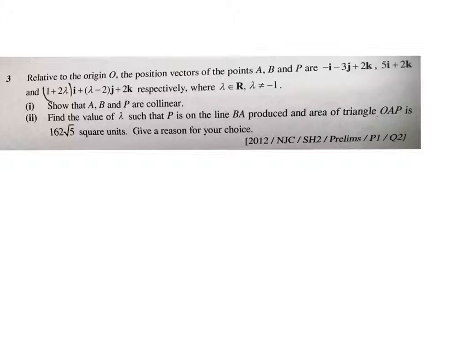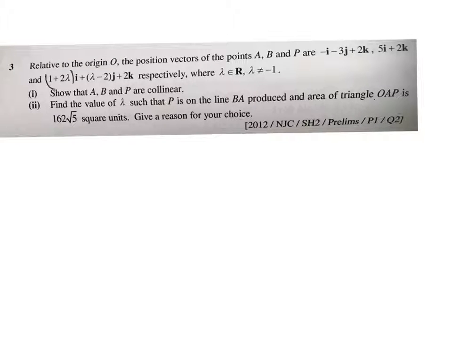Okay, relative to the origin O, the position vectors of the points A, B, and P are (-1, -3, 2), (5, 2, 5, 0, 2, sorry), and (1 + 2λ, λ - 2, 2) respectively, where λ is real and λ is not equal to -1. Okay, so I want to show that A, B, and P are collinear.